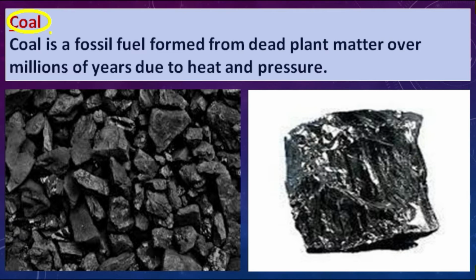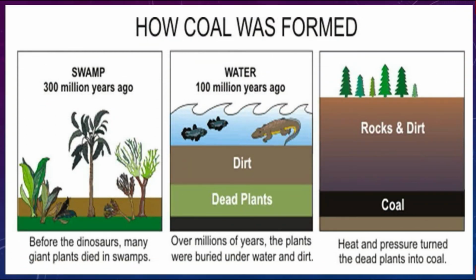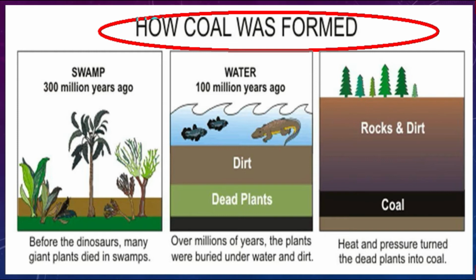It is generally formed from dead plant matter over millions of years due to heat and pressure. Now students, it is important for all of you to know how this coal was formed. Coal was formed millions of years ago when the earth was covered with huge swampy forests where plants like giant ferns, reeds and mosses grew.